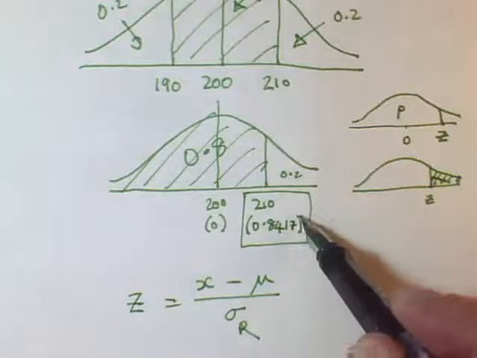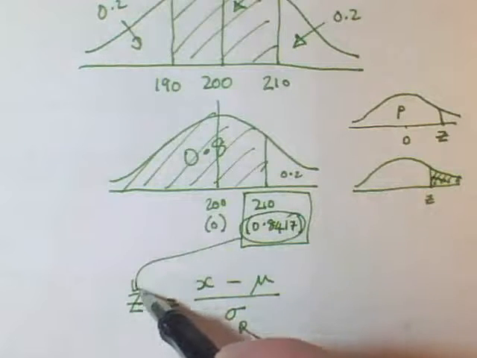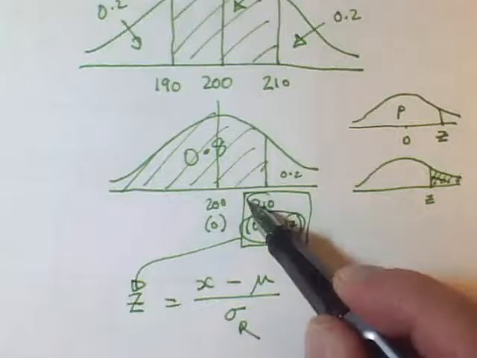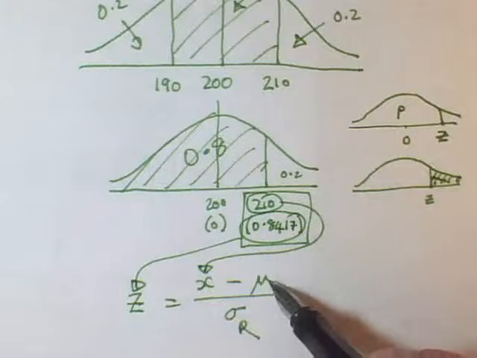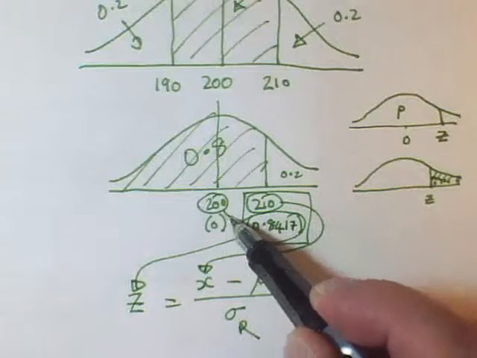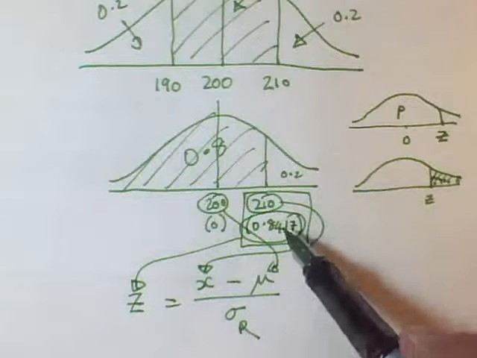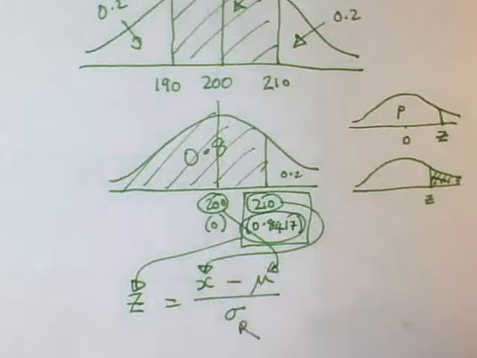Okay, z, we've got a value for z, so that goes in here. Okay, the x value for that z is the number of grams of popcorn, which is 210, and mu, which is the mean we were given in the question, was 200. So we substitute these three numbers in and find sigma, and that's how you do this part of the question.